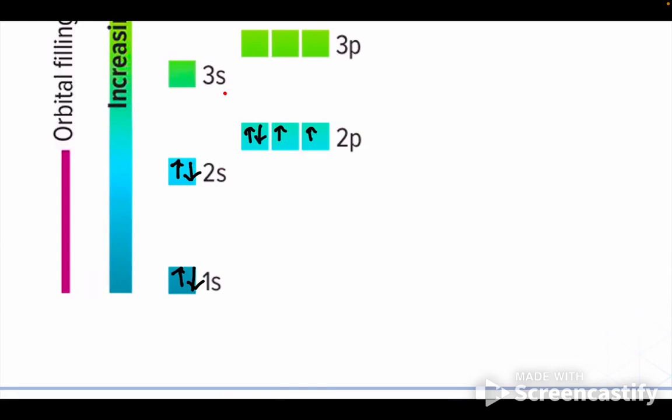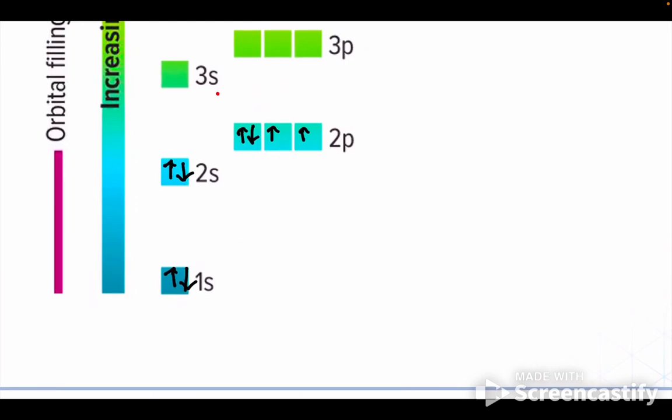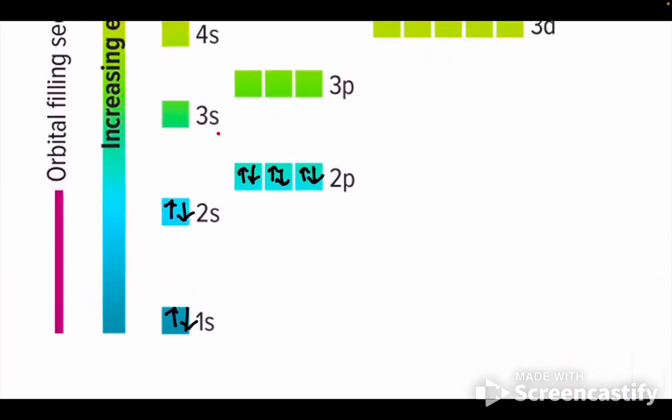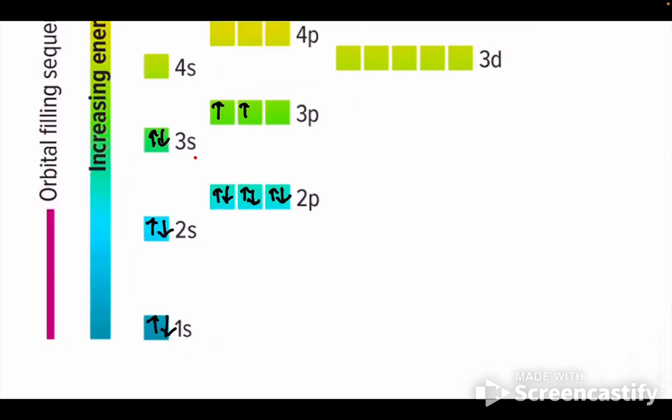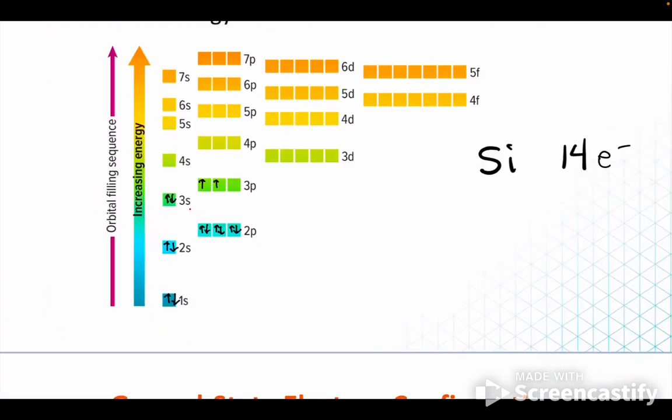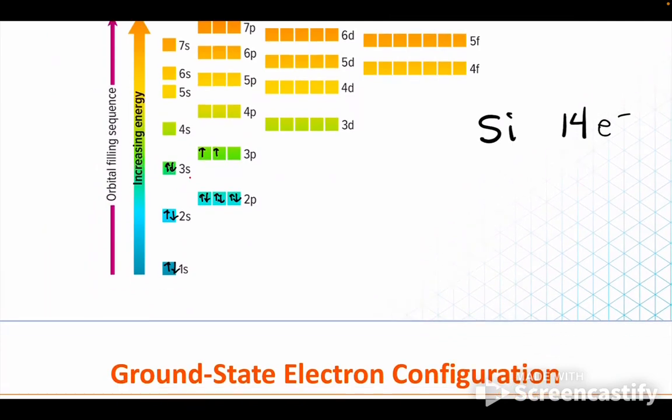So 2, 4, 6, oops, I can't talk. I'm going to keep filling. And then just wait, what am I doing? 3s2. And then 3p2. This is just a tool that you can use. It's in your textbook to help you to write the electron configuration.